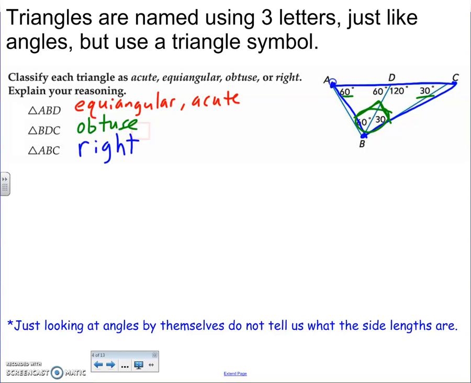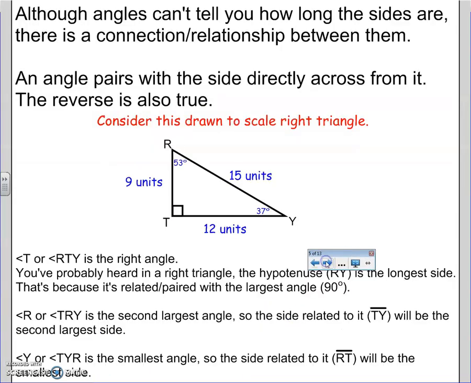By the way, remember, just looking at angles by themselves does not tell us what the side lengths are. So I have no clue how long each side is. I mean, if you go back to this 60, 60, 60, this equiangular or acute triangle, I don't know if each side is 10 inches long, 10 feet long, 100, 3. We don't know the sides at all. Sides can be whatever they want, using a ruler or measuring device.